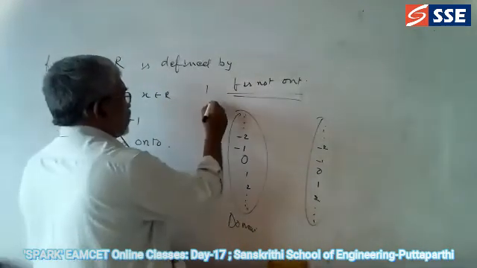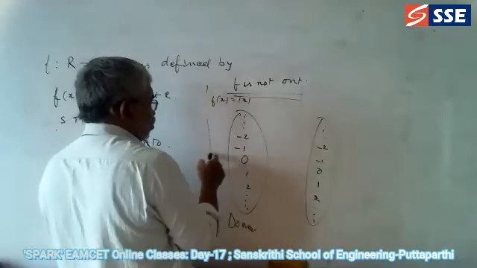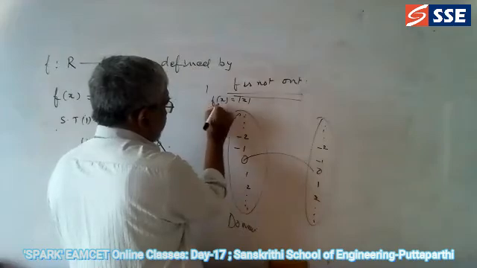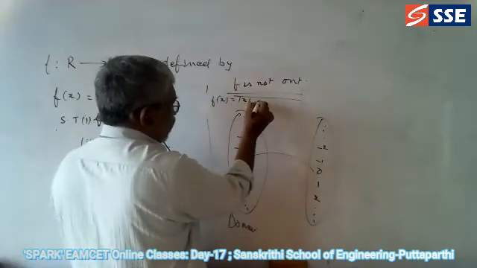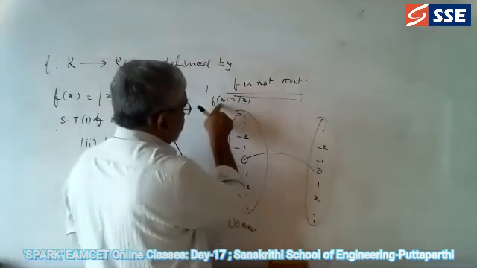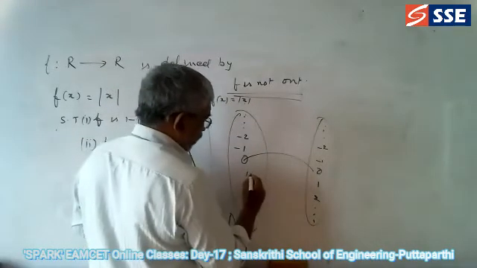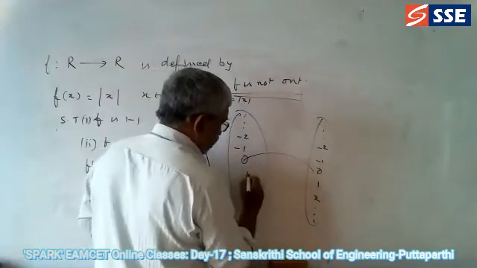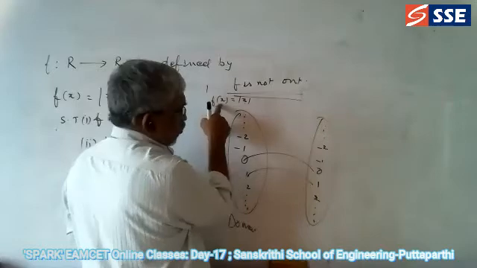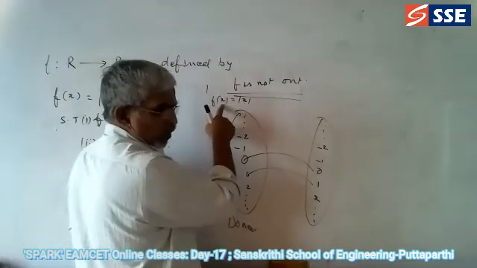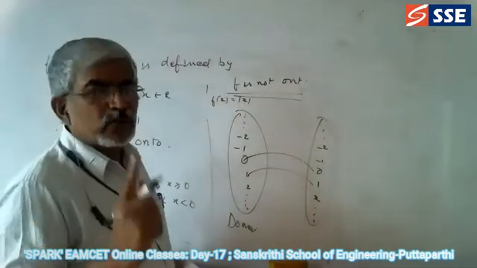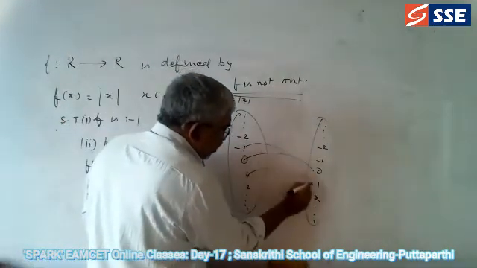Now, f of x given is what? Modulus of x. So if you apply x equal to 0, f of 0 is modulus of 0, which is equal to 0. And x equal to 1, f of 1 is modulus of 1, which is nothing but 1. So it goes to 1. And x equal to minus 1, f of minus 1 is modulus of minus 1. What is the value of modulus of minus 1? It is also 1, so this goes here.